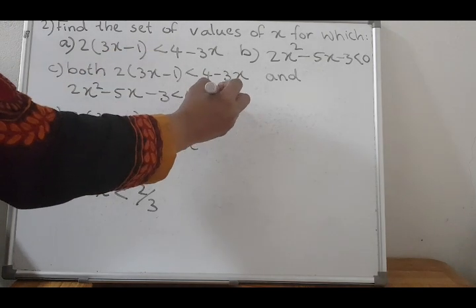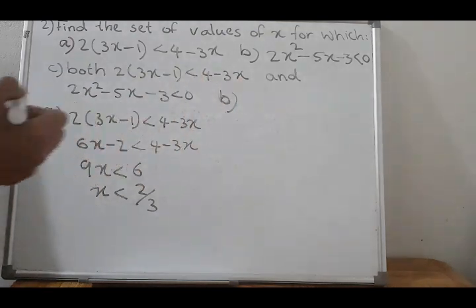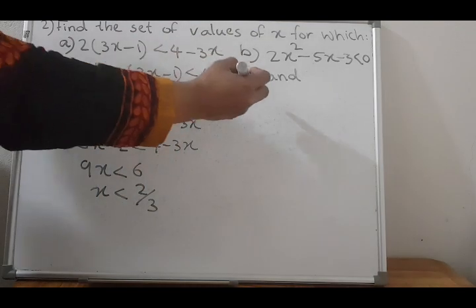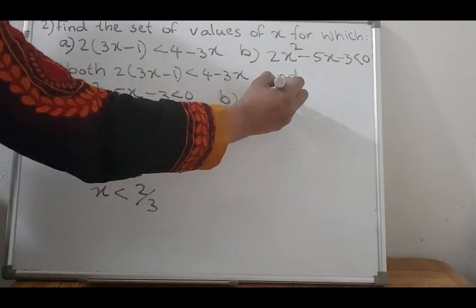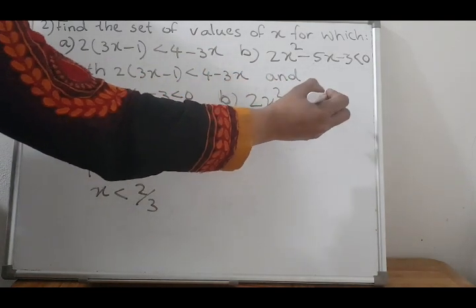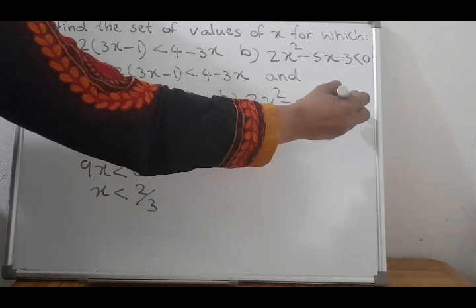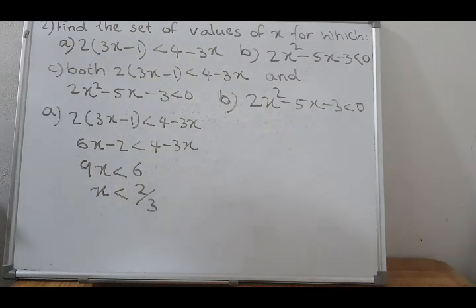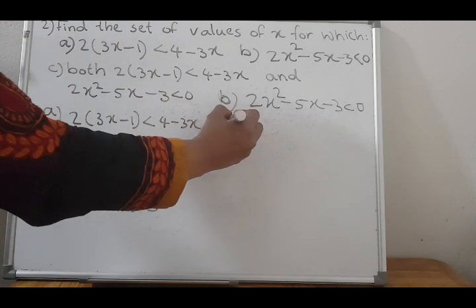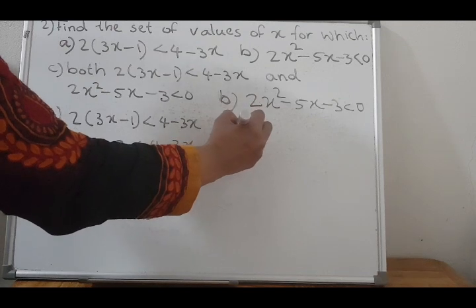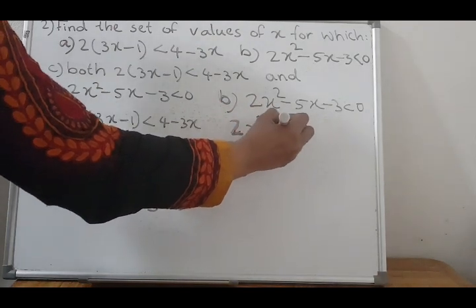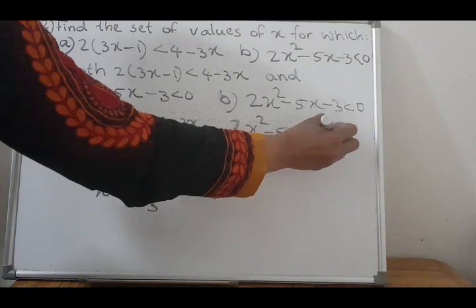Now let's solve the B part. So B part says 2x square minus 5x minus 3 is less than 0. So what we have to do? We have to find the corresponding quadratic and solve it for getting the critical value. So the corresponding quadratic is 2x square minus 5x minus 3 is equal to 0.